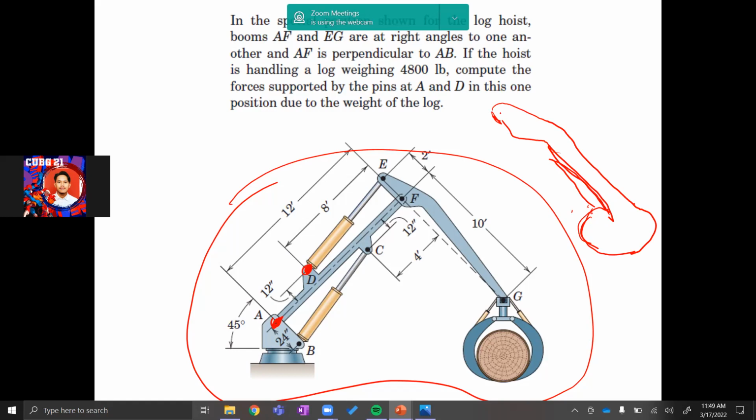Okay, so that one. Sorry for the drawing. So we will have the weight there, 4800 lbf. What else do we have there? Ali, ready? Pardon me, sir. What was your question? What other forces do we have there? Remember here we have F and E, right? Pin at F and E.